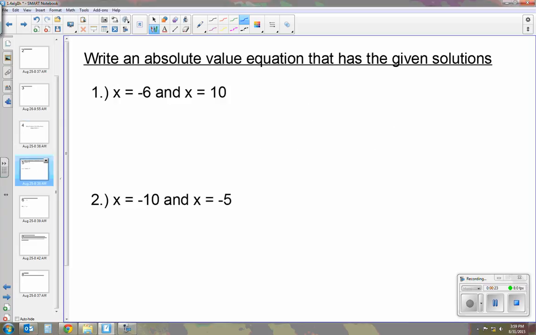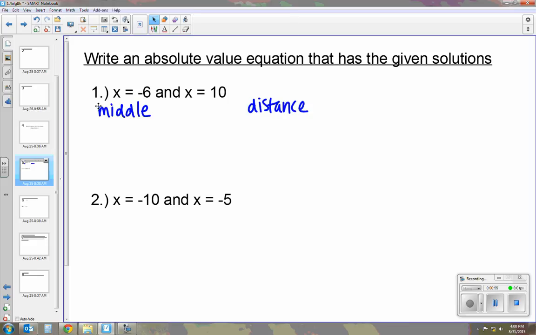Now, the first one we're going to talk about is writing an absolute value equation. I already give you the solution, so we're going to be going backwards. We're going to go from the solution to write the equation, and there's a couple steps to this. If I have x equals -6 and x equals 10 as my solutions, we need to find two pieces of information. We need to find the middle, or the average of the two numbers, and then the distance from the middle to the solution.